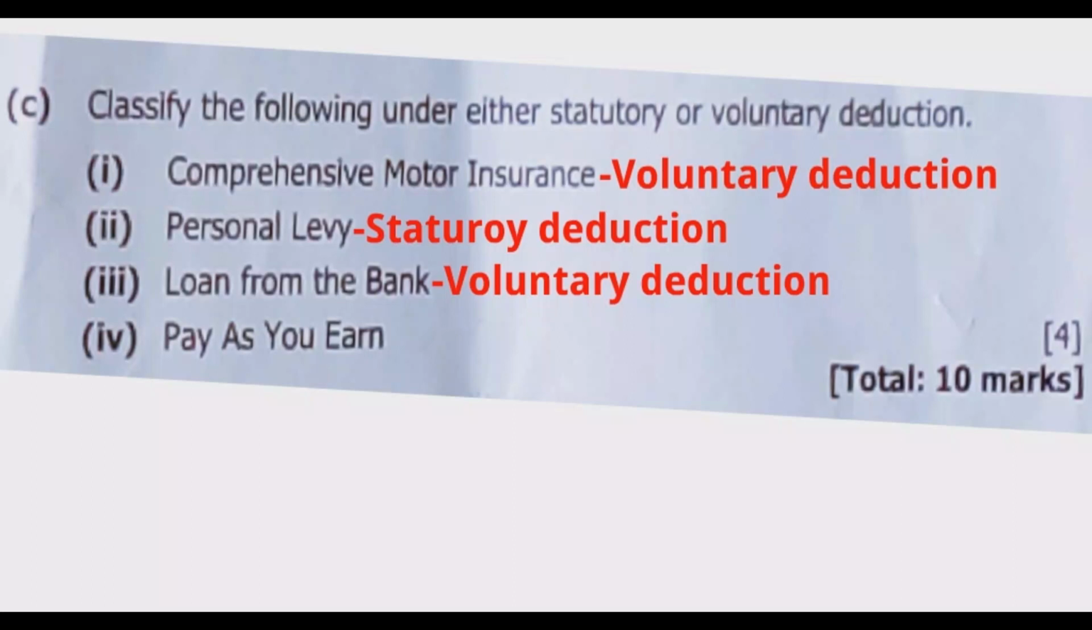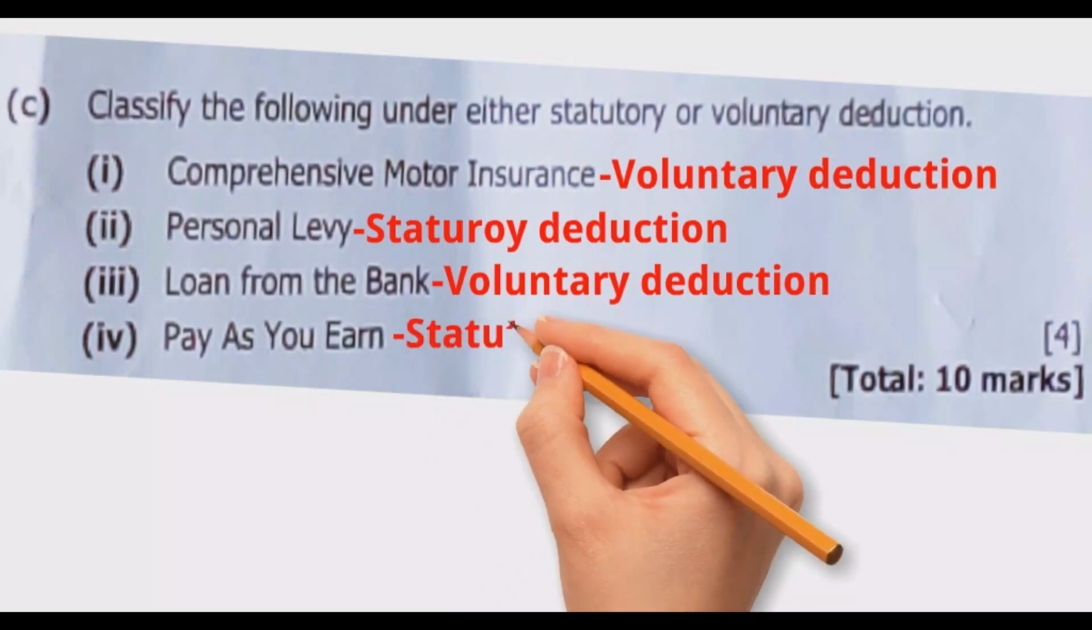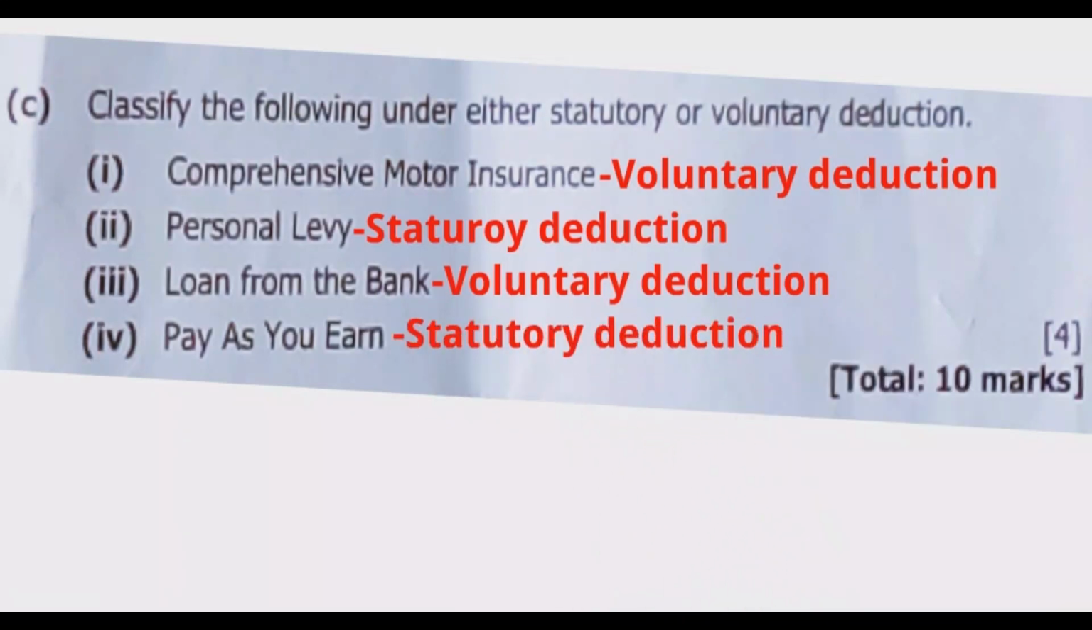4, pay as you earn. This is statutory. You immediately are employed, you start working, you start paying pay as you earn. As long as you are employed, you start paying this tax.